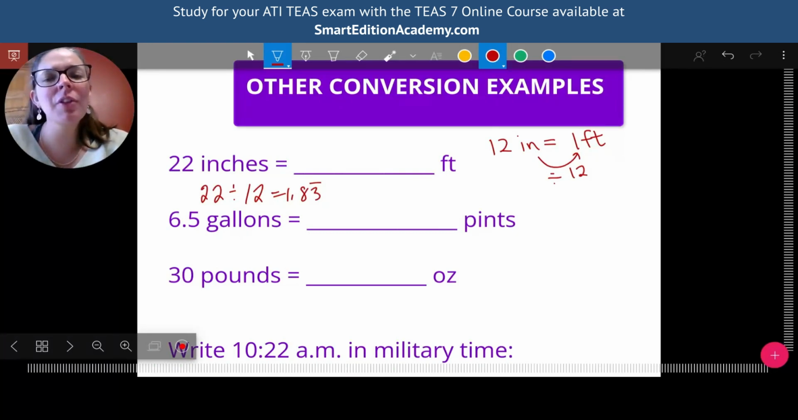More often than not, though, if it doesn't work out nicely to be a nice, like, terminating decimal, you probably will have to use a fraction to represent it.